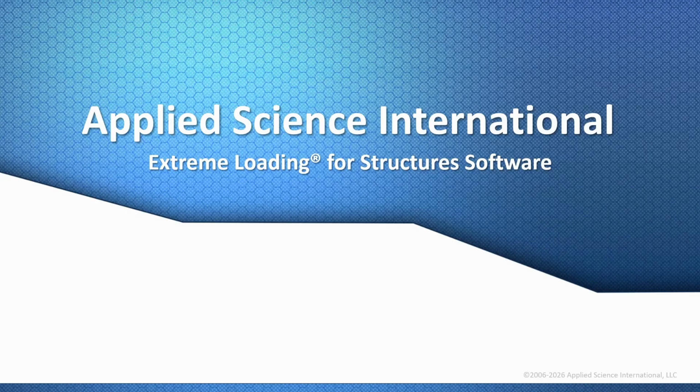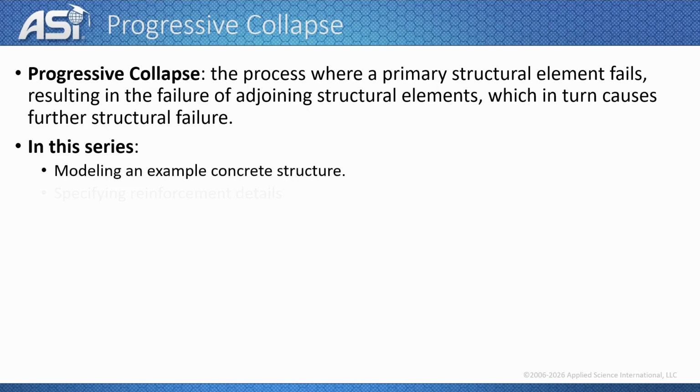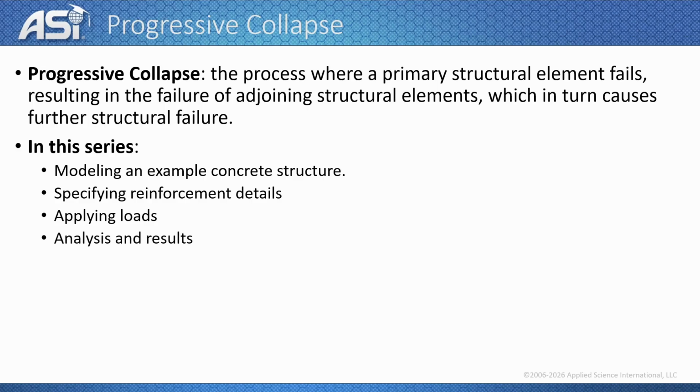In this video, we will walk through the main process of using ELS to model and analyze the progressive collapse of an example building due to the failure of a primary structural element. We will cover various aspects of the process, including creating a model, specifying reinforcement details, and applying pre-processing actions in the ELS modeler. We will then run the analysis and examine the simulation in the ELS results viewer.